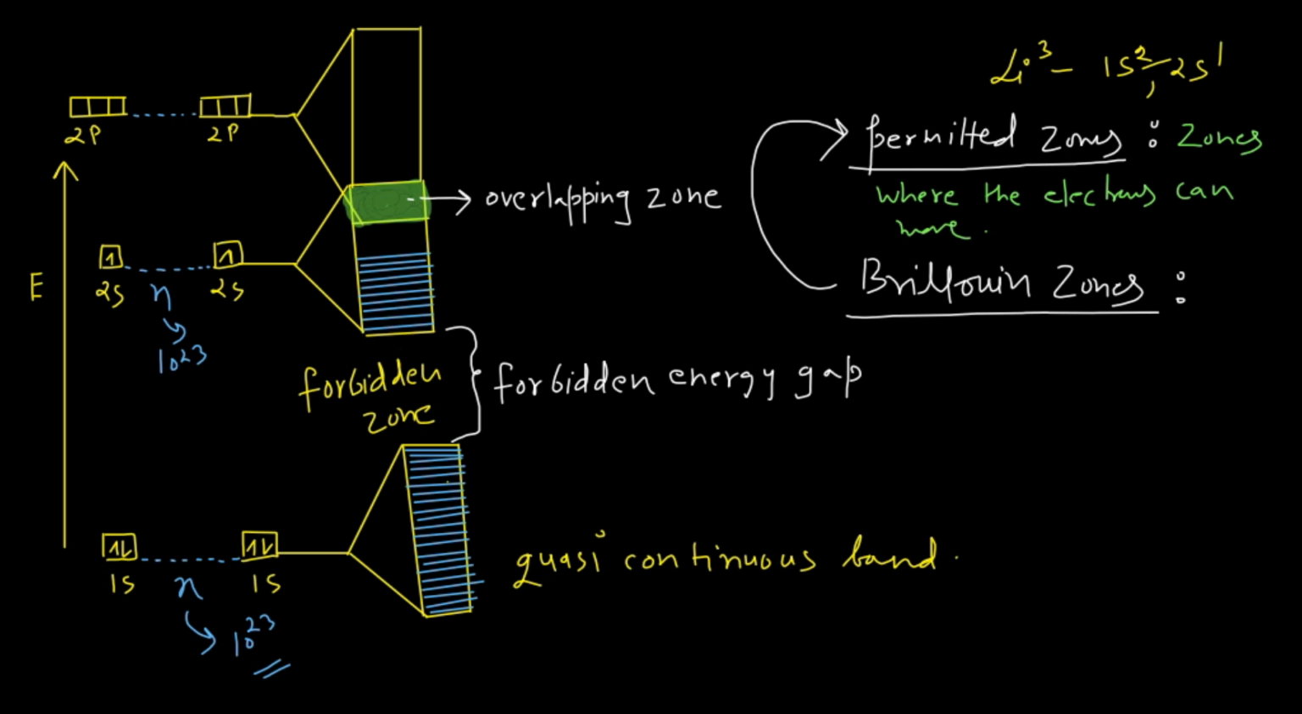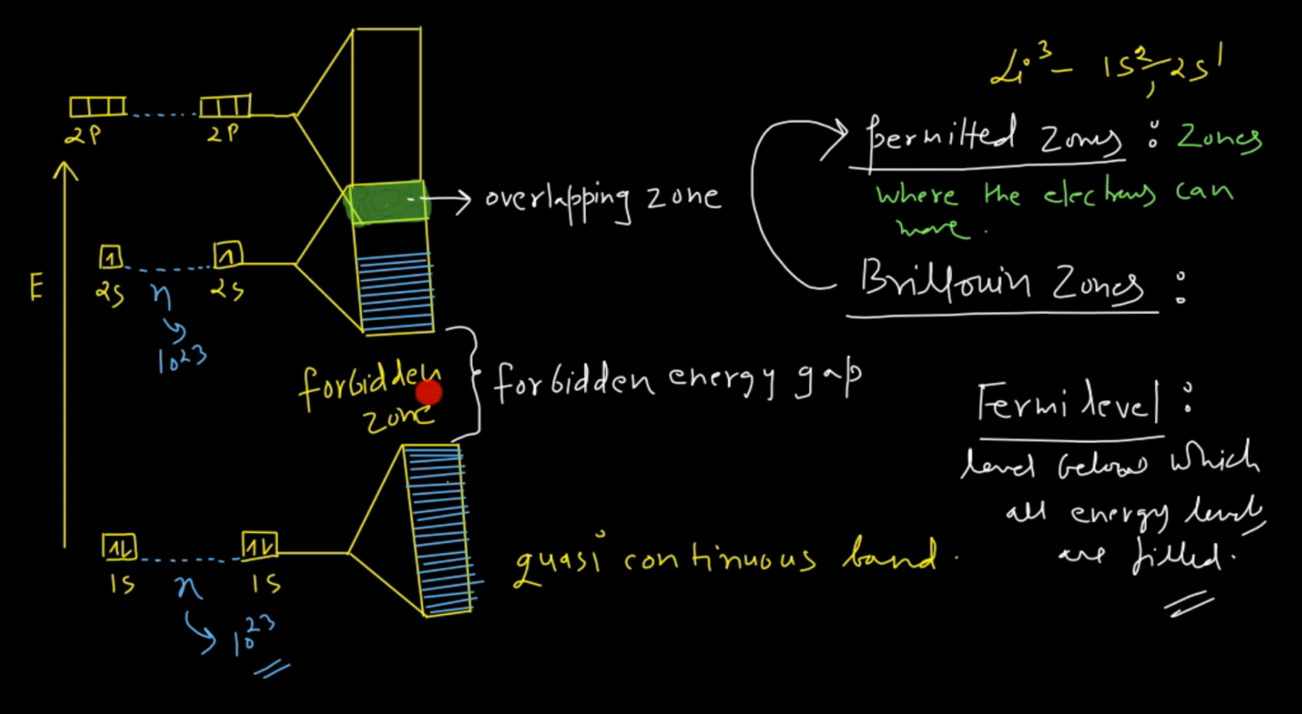Okay. Then there comes the Fermi level. Another very important term is the Fermi level. So what is the Fermi level? The Fermi level is a level below which all the bands are filled. So this is again a very, very important term. So I am writing it here. These terms are very important, and you need to understand these terms.